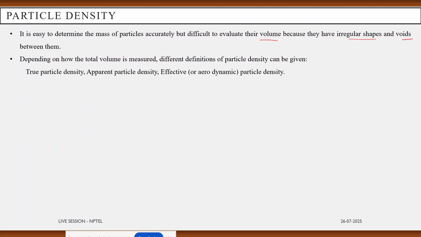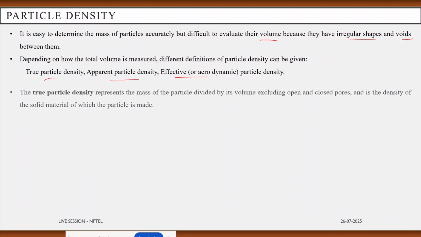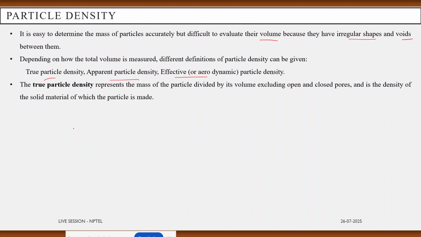One is true particle density, one is apparent particle density, and another one is the effective or aerodynamic particle density. Coming to the first point, the true particle density represents the mass of the particle divided by its volume. This volume will exclude all kinds of pore volume, that may be open pore or closed pore. We have to exclude that from the total volume.